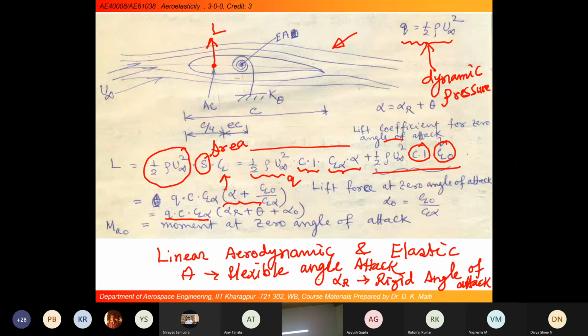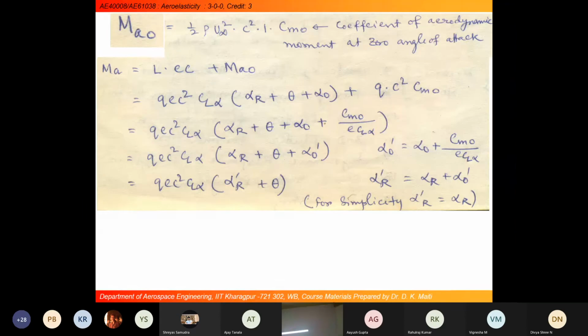Then we'll have one more thing, that is M_A naught. M_A naught is the aerodynamic moment due to zero angle of attack. That's what I am saying, moment at zero angle of attack, M_A naught. If I now add together the aerodynamic terms, this M_A naught is nothing but half rho U infinity square, C square, multiplied by the chord square.